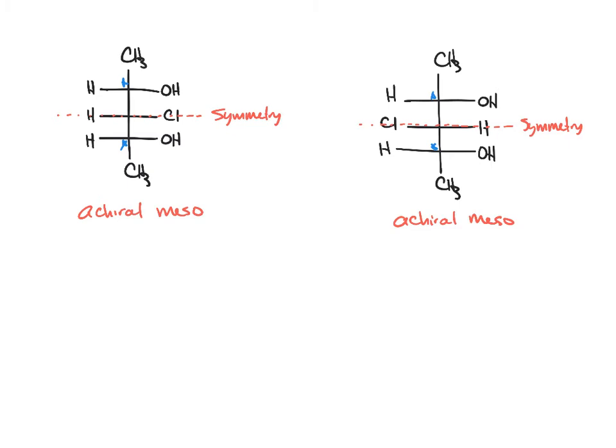But if you think about the relationship between these two, if I try to pick this one on the left up and set it down and superimpose it on the one on the right, the OHs will line up, but the H and the Cl won't. So these two are non-superimposable, they're not mirror images, these are diastereomers.